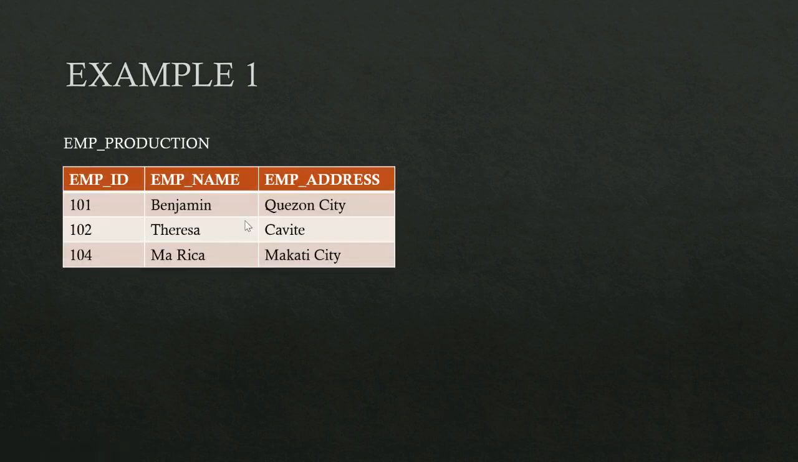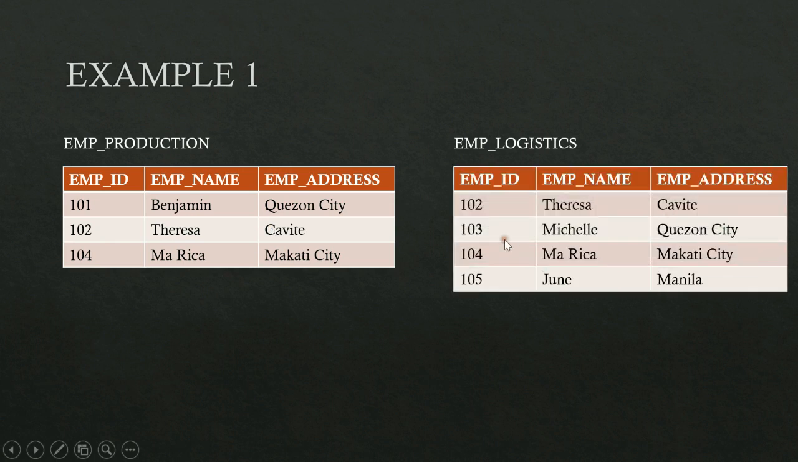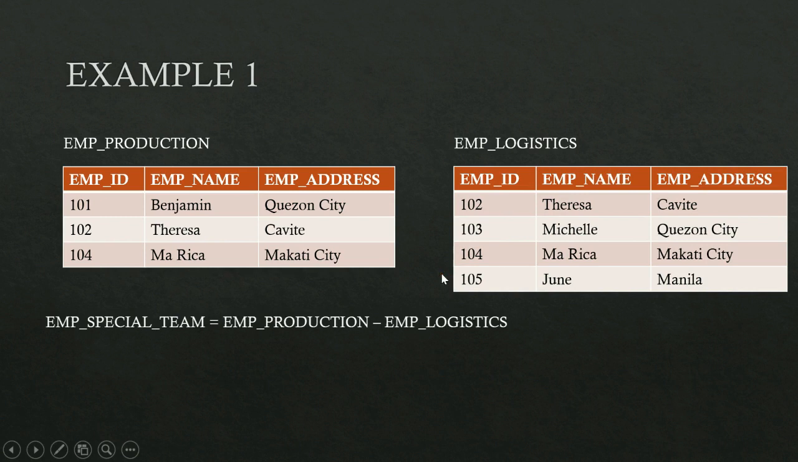So let's have one example. I have employees in production, and these are the employees under production. And I have employees in logistics. These are the logistics employees. And I want the employees for the special team to be determined, which is employee production minus employee logistics.